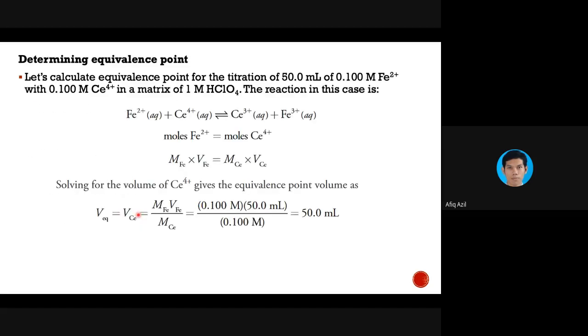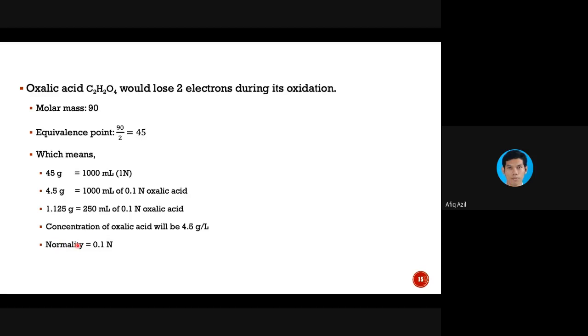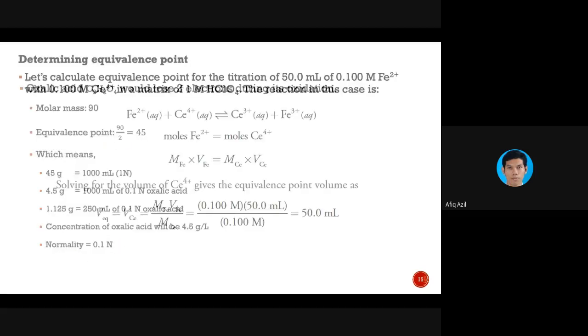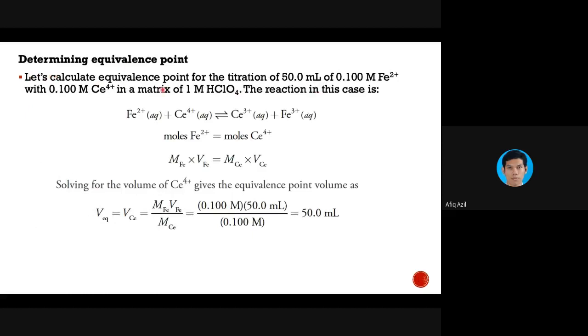For an example like this, it is used because the concentration is already given, so you don't need to calculate based on this formula. So if the question already gives it like this, for example, let's calculate the equivalence point for the titration of 50 ml of 0.1 M iron 2 plus ion with 0.1 M cerium 4 plus, okay, in a matrix of 1 molar perchloric acid.